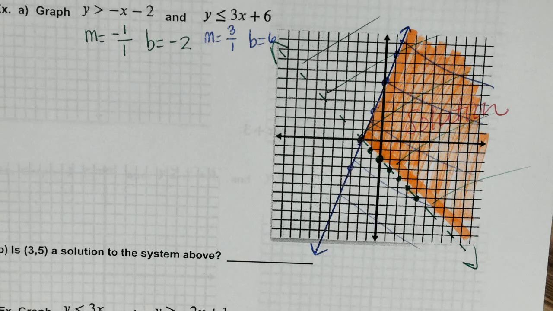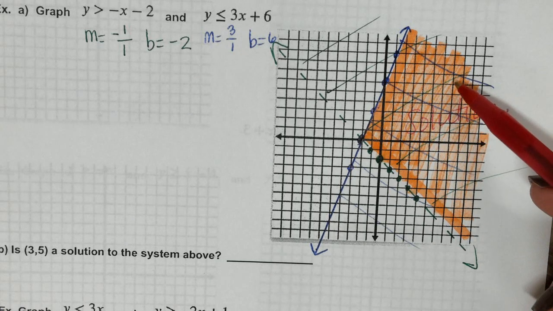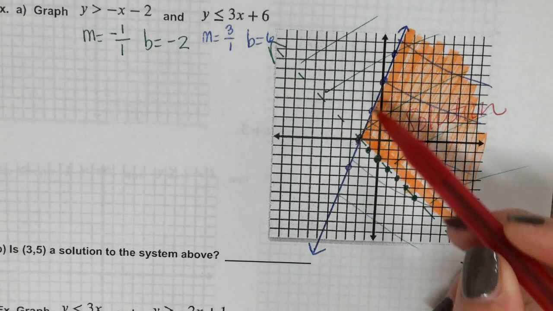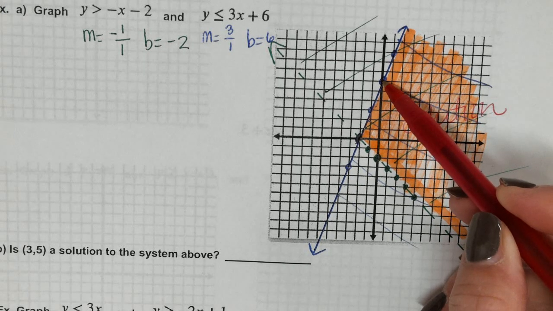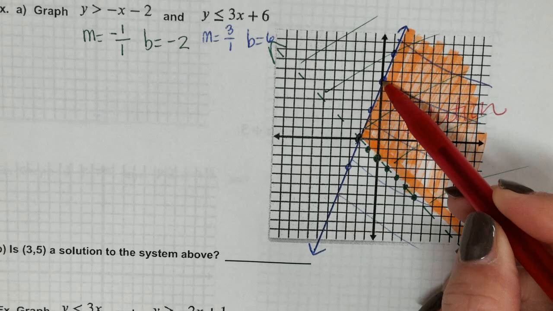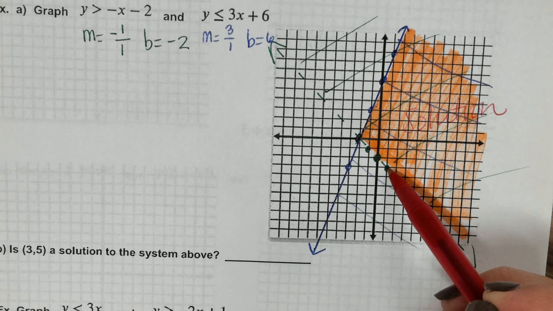Now, I need y'all to understand, everything in that shaded area is an answer, yes? How about on this line right here? Is this an answer? Yes, why? Because the line is solid and it falls in that shaded area. But look right here, would this be a solution? No, why? That line is, it can't be equal to it because it's dashed.